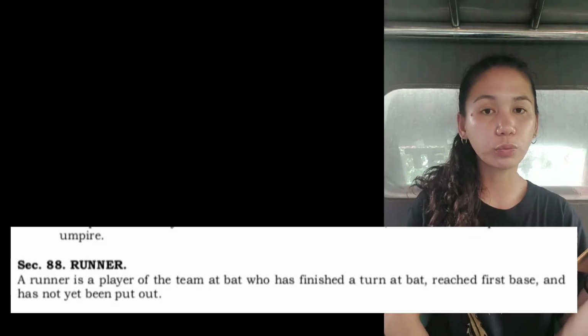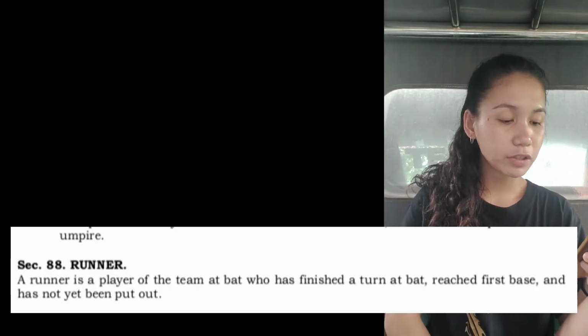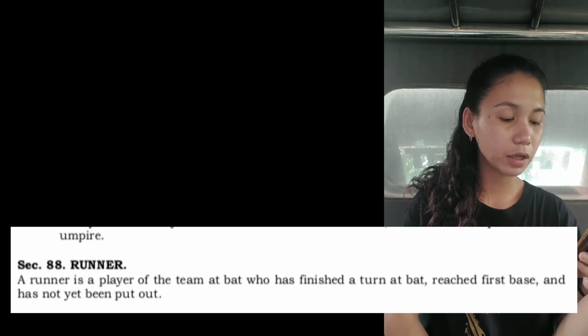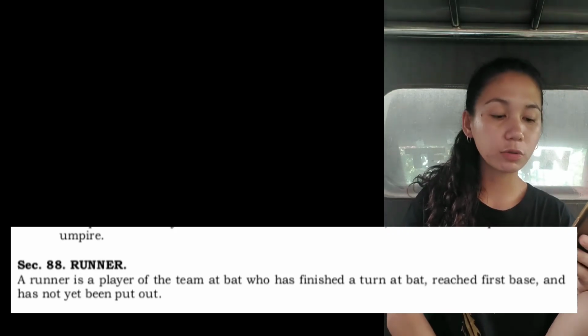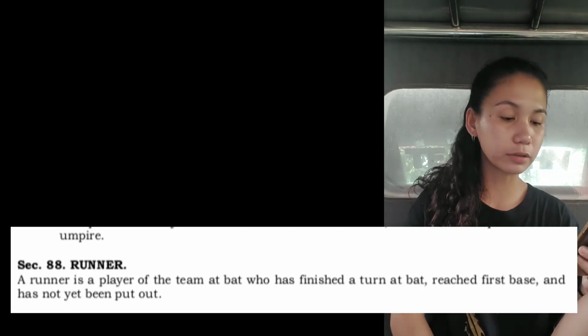So let's move on to rule number 1, section 88. Section 88, the runner. A runner is a player of the team at bat who has finished a turn at bat, reached first base, and has not yet been put out. So that is section 88, the runner.